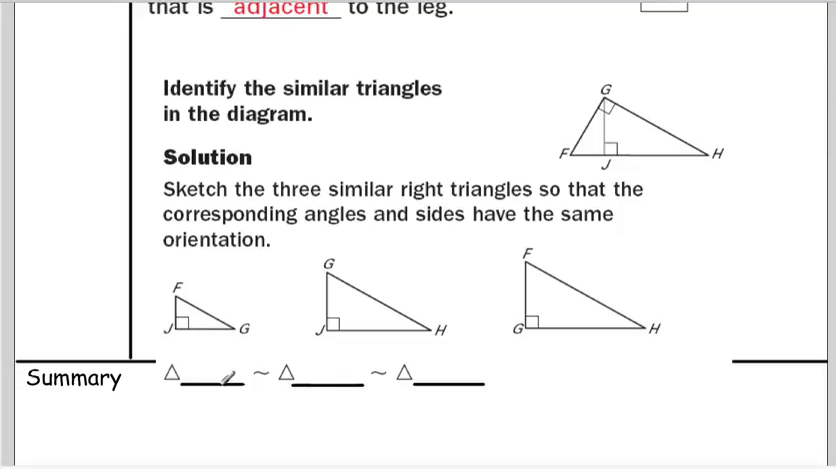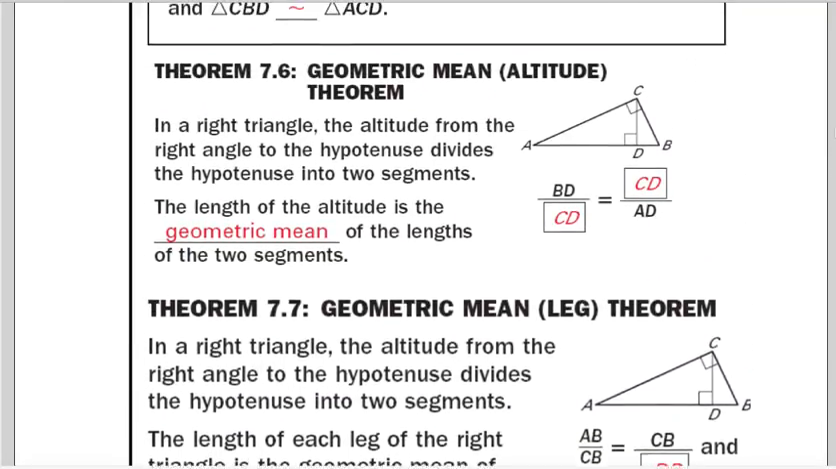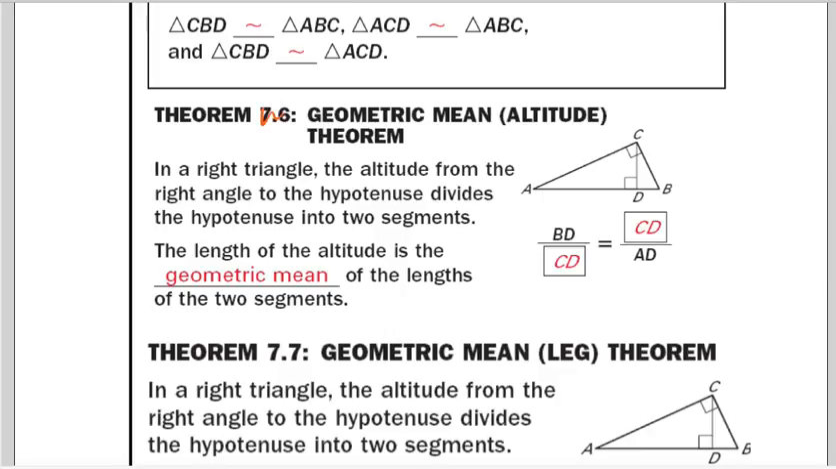So I'm going to say FJG for the small one there. And then GJH for the medium one. And then FGH for the large one. So that's just naming them. When you're given this picture, you could name three similar triangles. Here are two rules that we're going to need to use. This first one is the geometric mean altitude theorem. And it says if you have a right triangle, the altitude from the right angle to the hypotenuse divides the hypotenuse into two segments. The length of the altitude is the geometric mean of the lengths of the two segments.